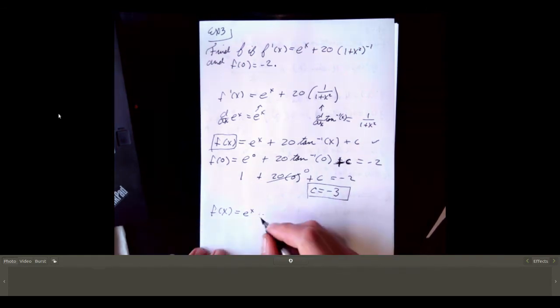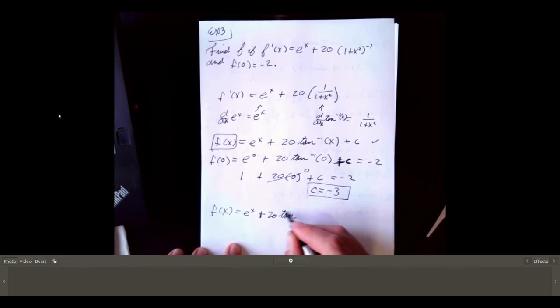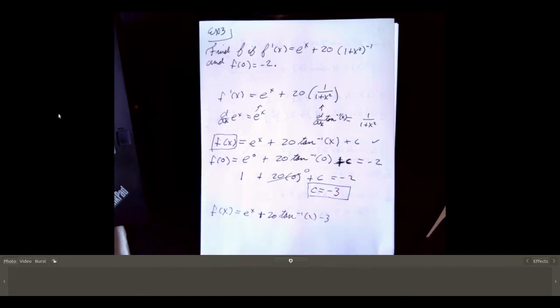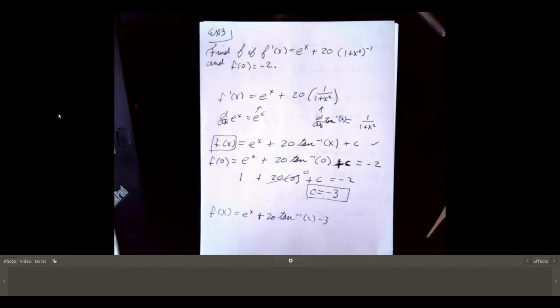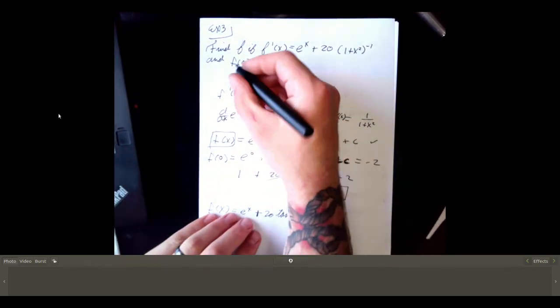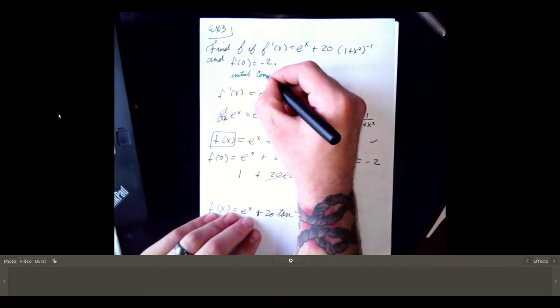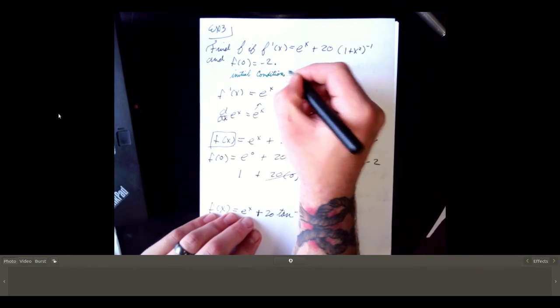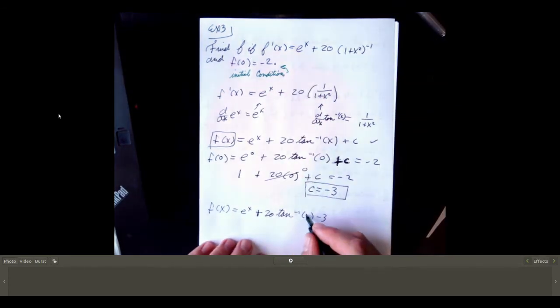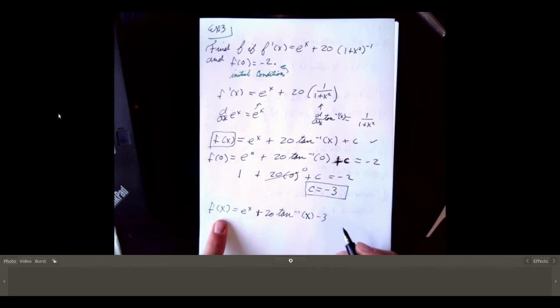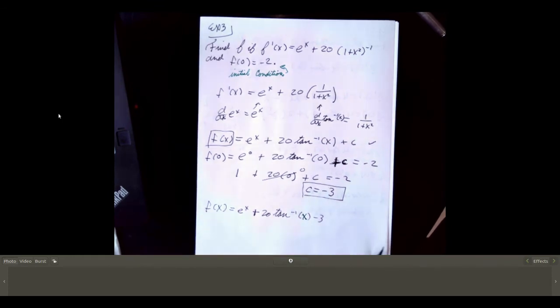Oh, my pen is dying on me, I think. Nope. 20 tan inverse of x minus 3. So, now we have a specific antiderivative. We were given some initial condition that allowed us to lock in on one specific antiderivative. Perfect.